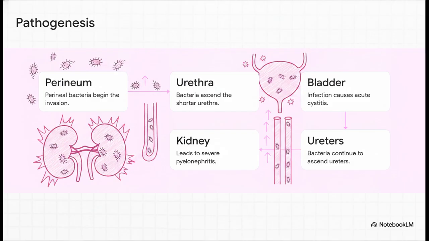These bacteria wage this uphill battle, right? Starting as perineal flora and ascending the urethra. From there, they invade the bladder, causing cystitis. And if they're left unchecked, they just keep going, ascending up the ureters and ultimately breaching the kidneys to cause pyelonephritis. It's a relentless, progressive, ascending invasion.